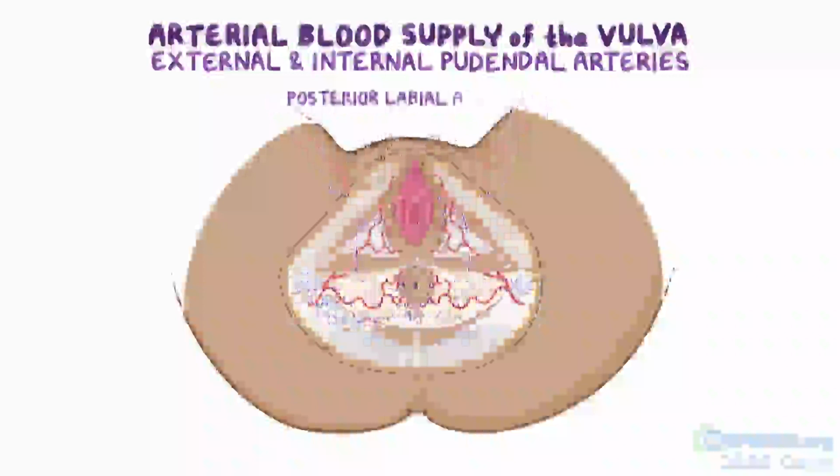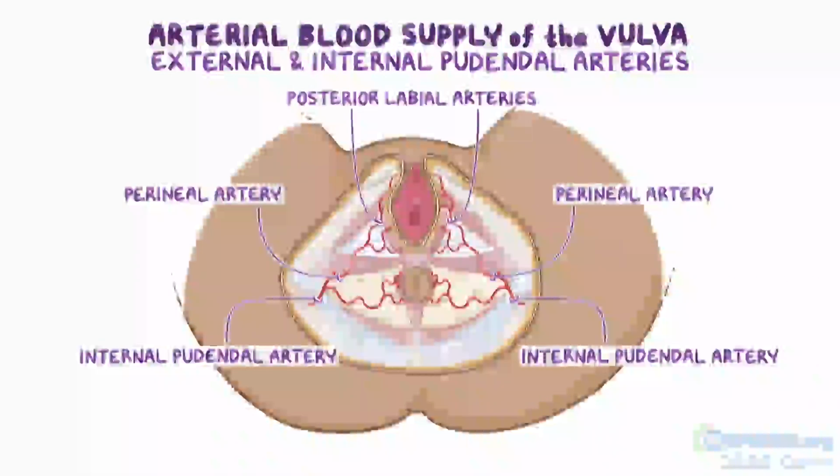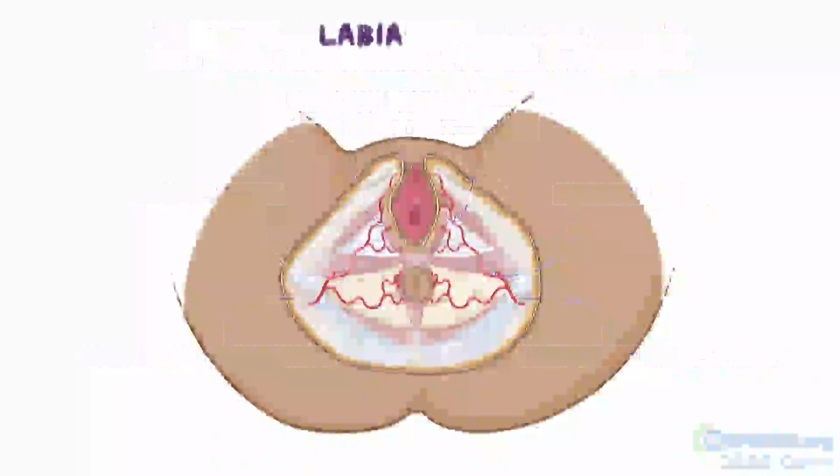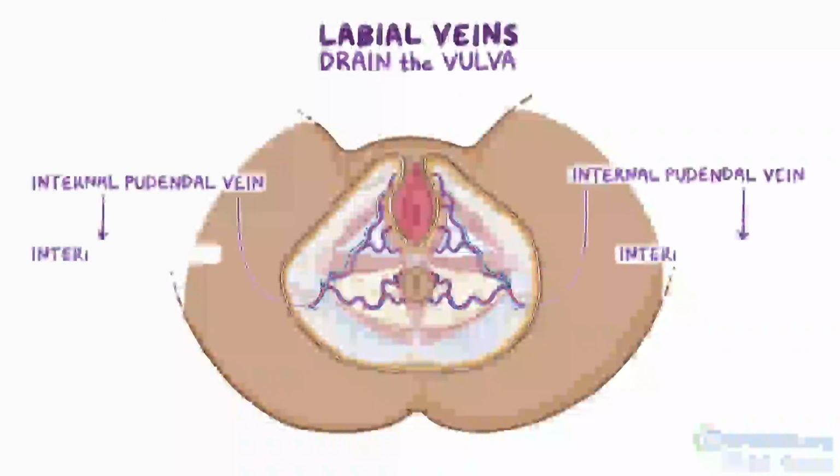Next are the posterior labial arteries, which arise from the perineal artery, which is a branch of the internal pudendal artery. The posterior labial arteries supply the labia minora and the posterior part of the labia majora. Next are the labial veins, which drain the vulva. These veins then drain into the internal pudendal veins, which drain into the internal iliac veins.